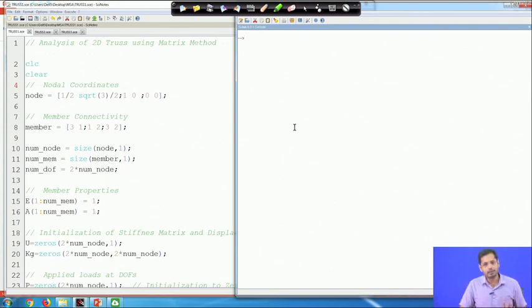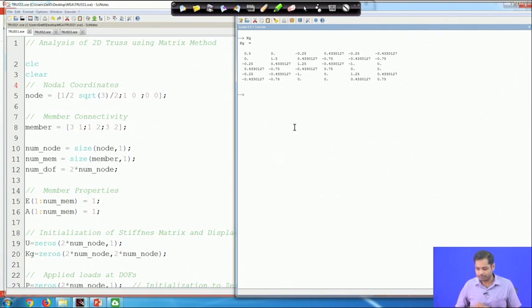Now we have already done the solution. Let us try to see the solution. Let us first see the global stiffness matrix. The global stiffness matrix was Kg, and this is the global stiffness matrix. If you check, the global stiffness matrix is symmetric, and the size of the global stiffness matrix is 6 by 6.